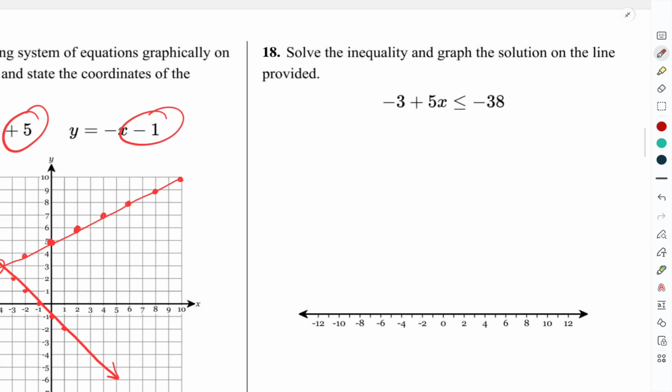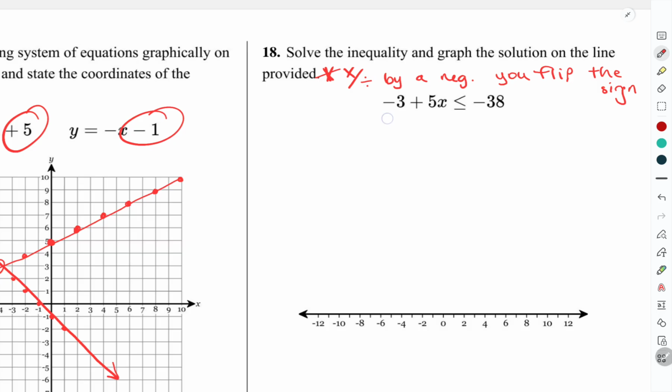Switching over to inequalities. The only thing different about inequalities and equal signs is if you are dividing or multiplying by a negative, you flip the sign. Doesn't look like we're going to do that this time, so it's good to just make note of it, just in case it happens to you on your test. We solve like normal, right?